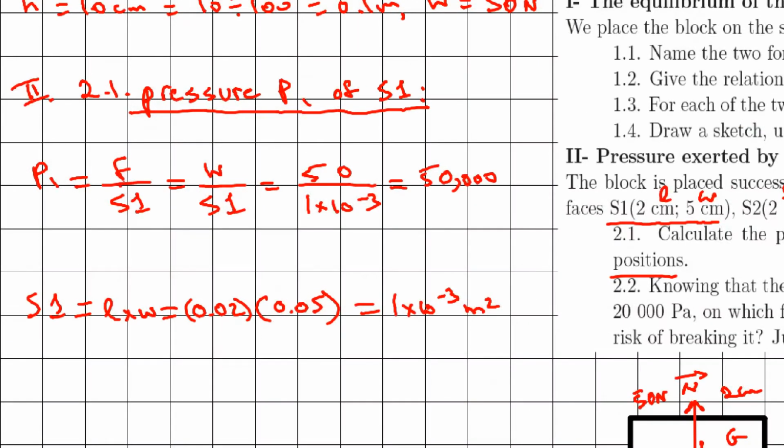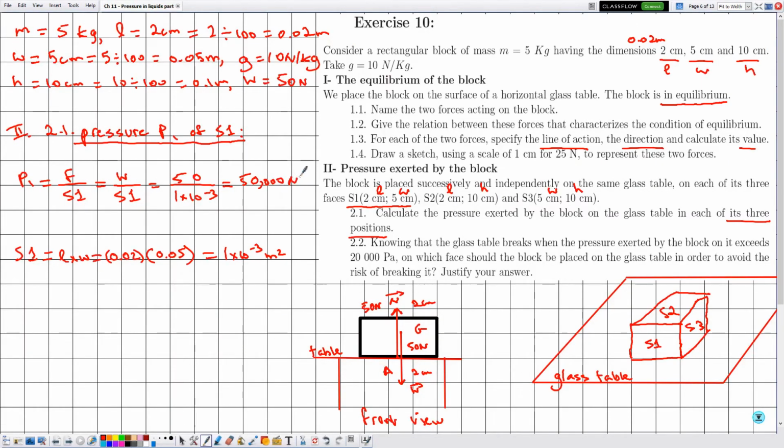Since both F and S1 are expressed in the SI, the value of P1 will be in the SI, which is Newton per meter square, and this unit is usually denoted by Pascal. So the value of the pressure exerted on the table when the rectangular block is placed on the surface area S1 is given by P1 equals 50,000 Pascal.